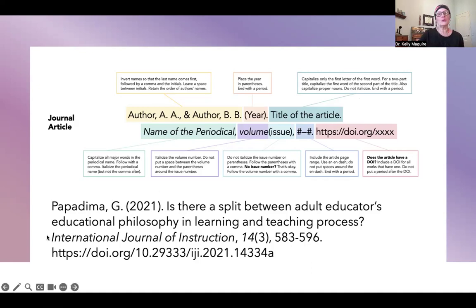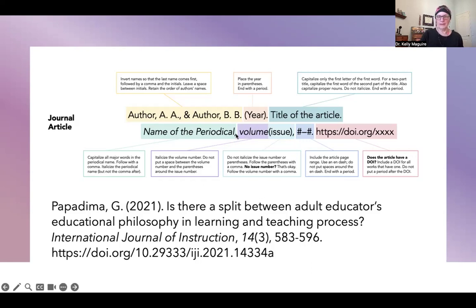Then we see that it has the title of the journal. This is the journal it was published in, the International Journal of Instruction. Things that we notice here, especially with our little word box, is it tells us to capitalize all of the major words in the article or the journal that it was published in. So that is called title case. And you'll also notice that it's in italics.